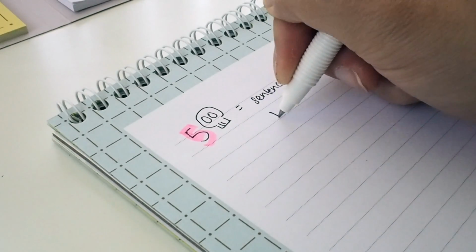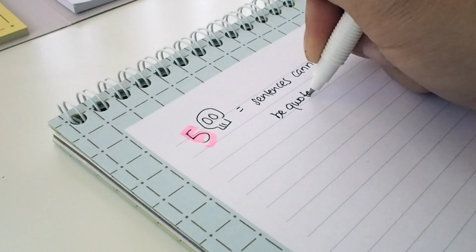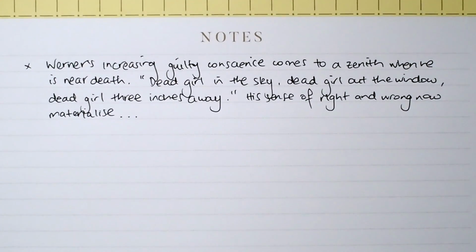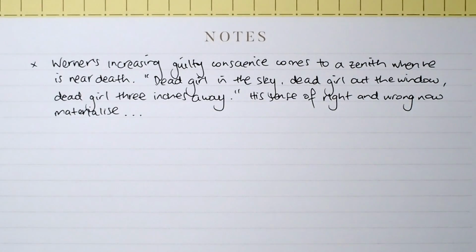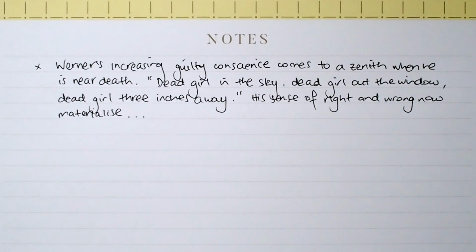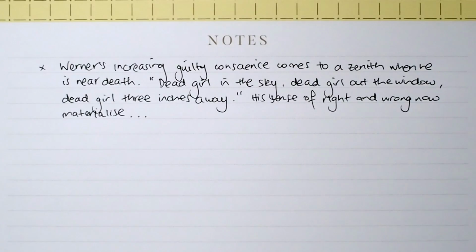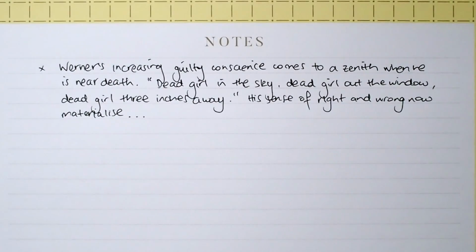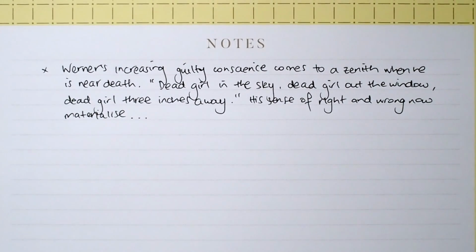Deadly English sin number 5: sentences that are just quotes. Here's an example. Werner's increasing guilty conscience comes to a zenith when he is near death. Dead girl in the sky, dead girl out the window, dead girl 3 inches away. See the theme of deadly here? His sense of right and wrong now materialize.